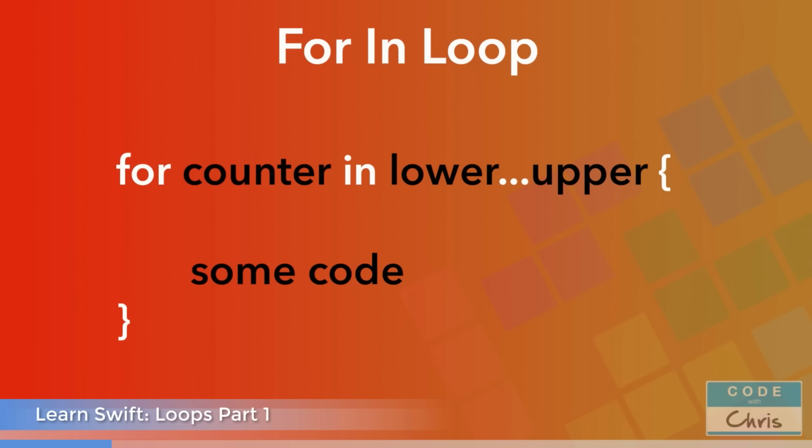Next up, you have the keyword in, and then you have the lower range followed by ... and then the upper range. And that last part there after the in keyword is the range which your for loop is going to run in. And it's inclusive of those numbers. So for example, if you have 1...5, it's actually going to run 5 times. And then after that, you open a set of curly brackets. And inside the set of curly brackets, that's where you're going to put the code that you want to repeat for that number of times.